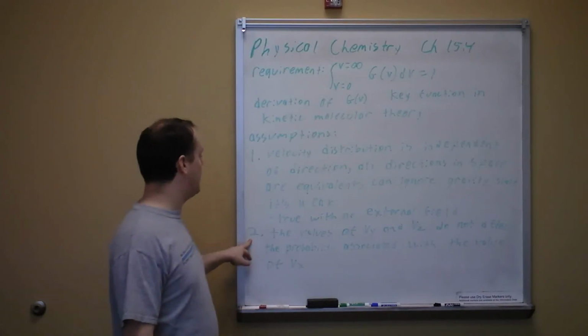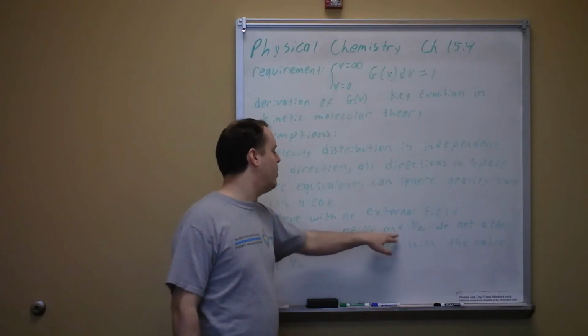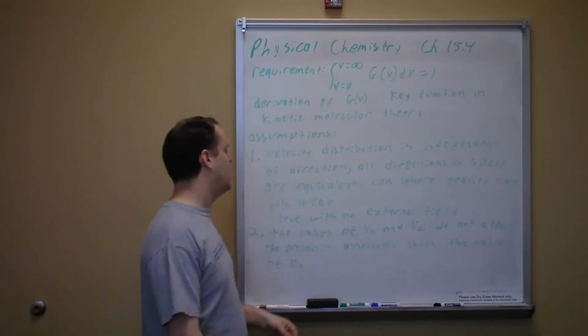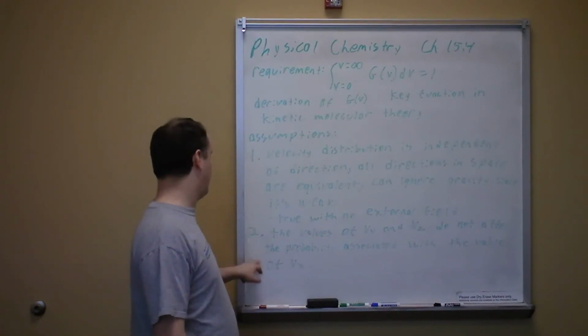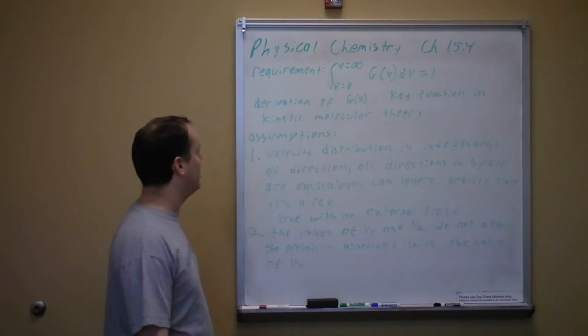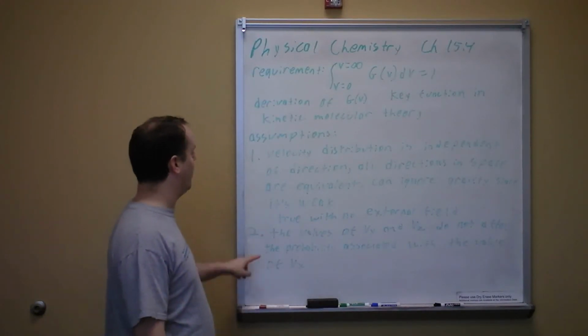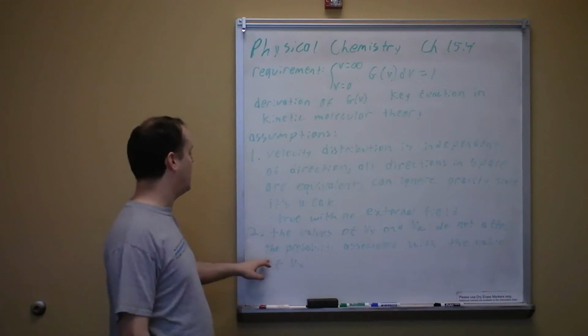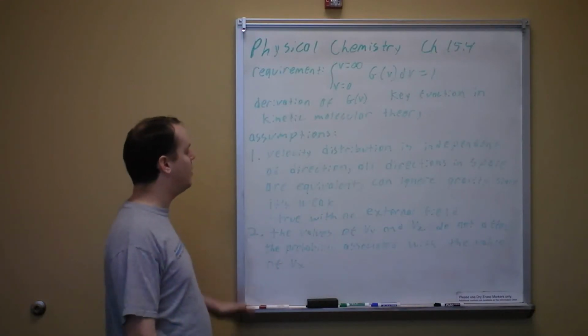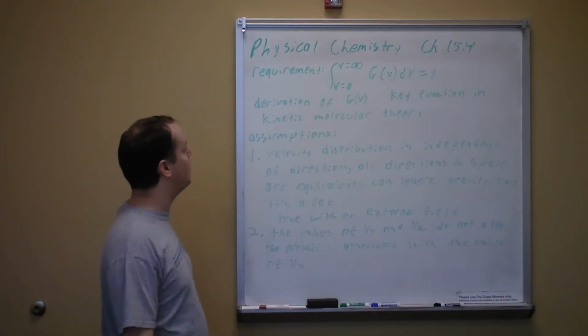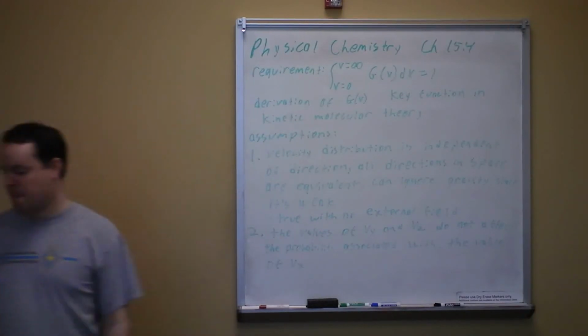And then the second assumption we're going to make is that the values of vy, the speed in y, and vz, the speed in z, do not affect the probability associated with the value of the speed in x, which is actually kind of related to the first. We're assuming that they're just totally independent directions, and what happens in one direction has nothing to do with what happens in a different direction.